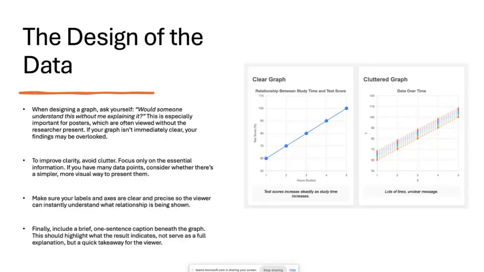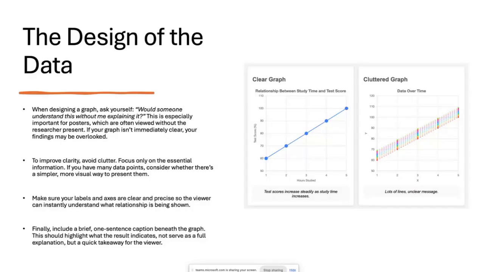So to improve the clarity, try to avoid clutter and focus on only the essential information. If you have many data points, consider whether there's a simpler, more visual way to present them. So on the right-hand side here, we can see that we did a test where students' test scores were correlated with their time of study. And while on the right we can see all the students and all the multicolor lines, it's very cluttered. So maybe the best thing to do here is to average it out, as we can see on the left. And that makes it a lot more understandable.